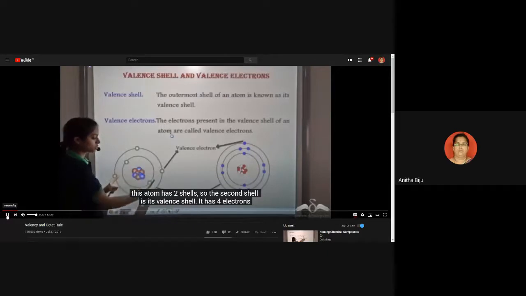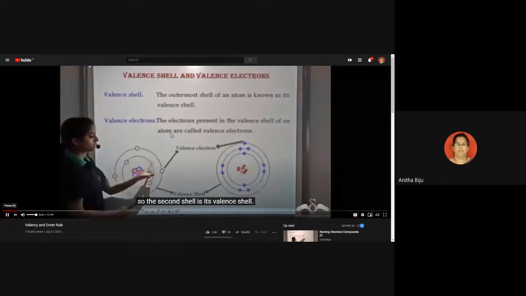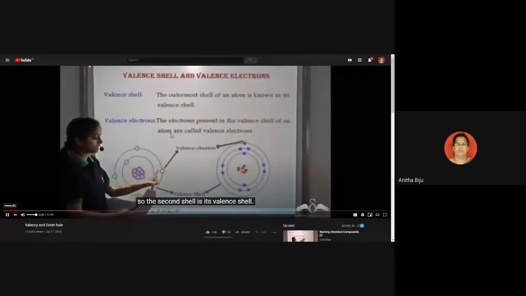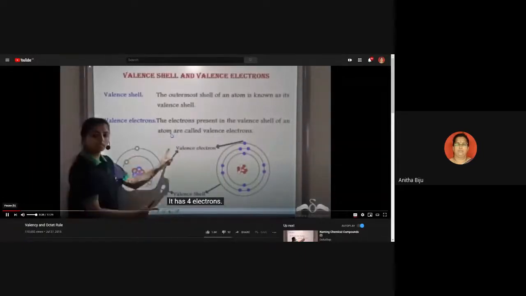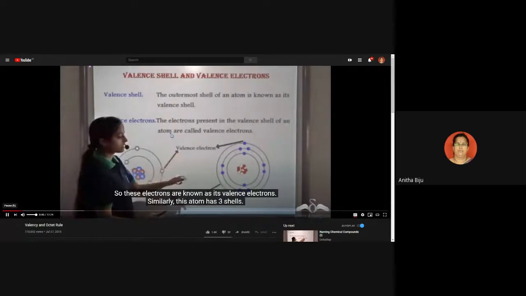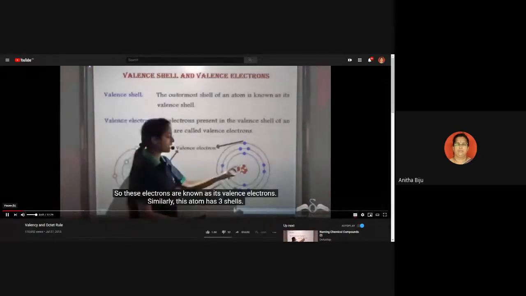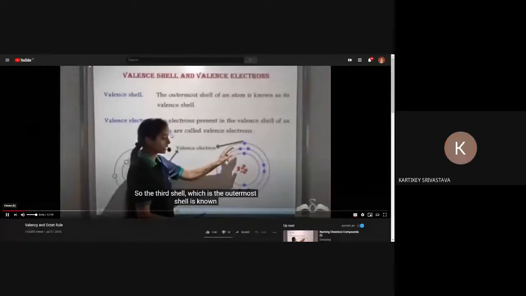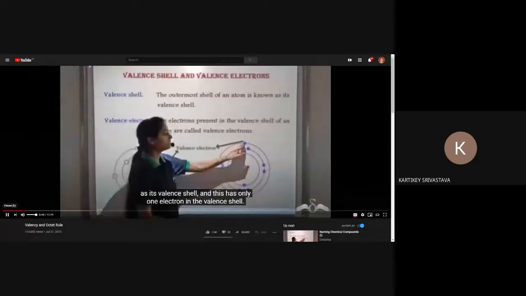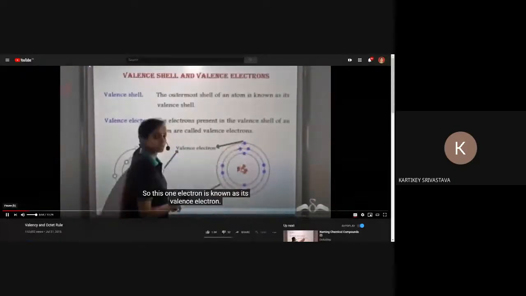This atom has two shells. So the second shell is its valence shell. It has 4 electrons. So these electrons are known as its valence electrons. Similarly, this atom has 3 shells. So the third shell, which is the outermost shell, is known as the valence shell. And this has only 1 electron in the valence shell. So this 1 electron is known as its valence electron.